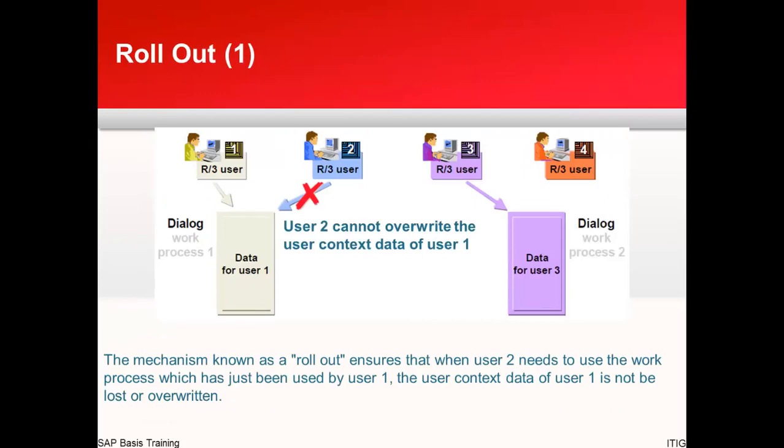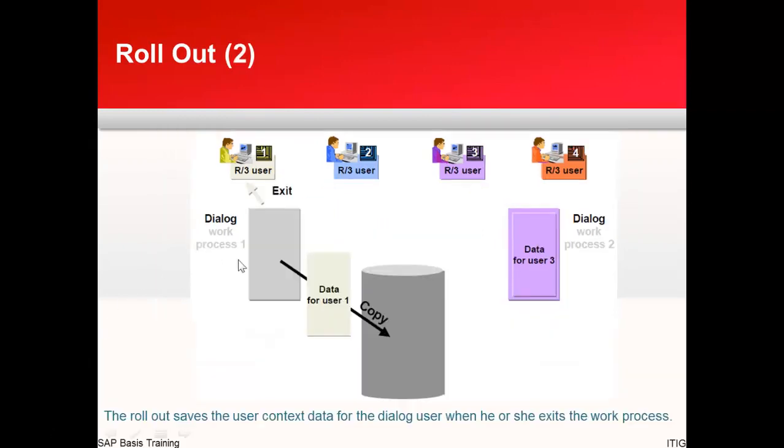Okay, then rollout. Rollout is basically what happens once the user session is closed, it needs to be rolled out. So that is called a rollout. The mechanism known as rollout ensures that when user 2 needs to use the work process which has just been used by user 1, the user context data of user 1 is not lost or overwritten. Rollout saves the user context data for the dialog user when he or she exits the work process.